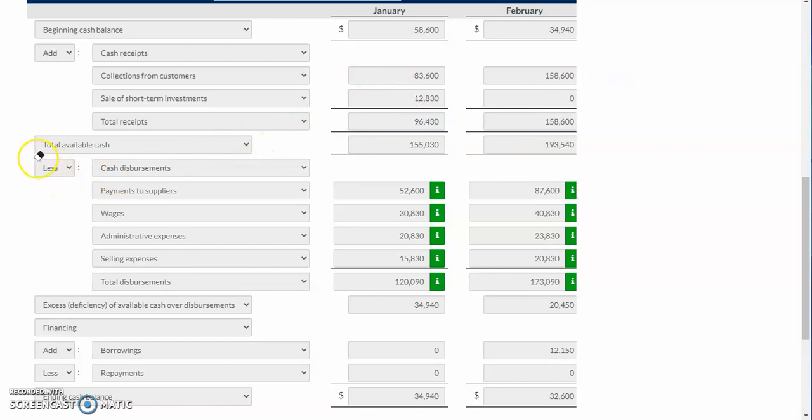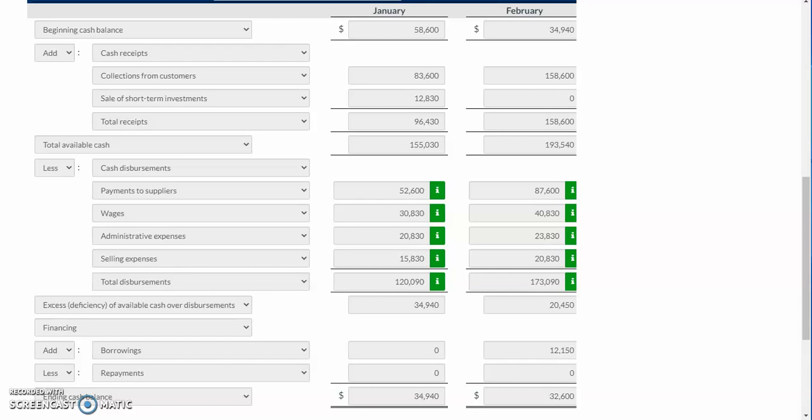So the next part of this reconciliation entails coming up with the total available cash, which will be the beginning cash balance plus the total receipts. That'll give you your total available cash. And then you're going to be subtracting out all these disbursements. In the first part of our problem, you can go back to the beginning of the video where I had specified which ones were going to be cash disbursements, which means payments that we expect to have. We expect to have payments to suppliers, wages, administrative expenses, and selling expenses, and with all of these, we're going to total our disbursements.